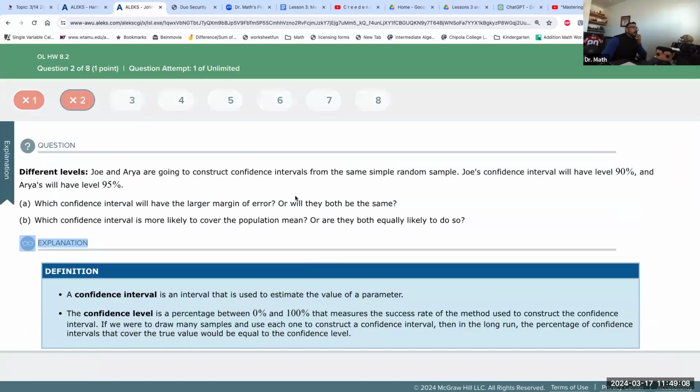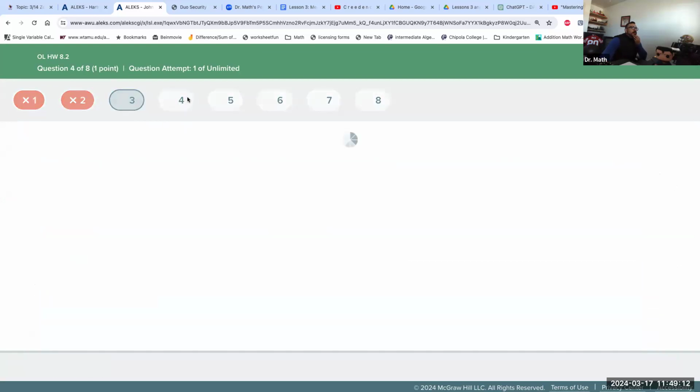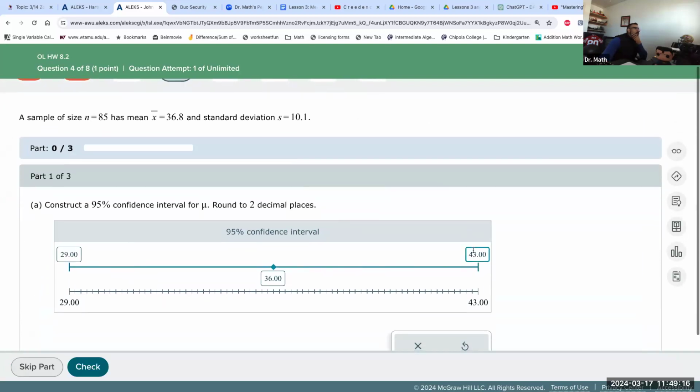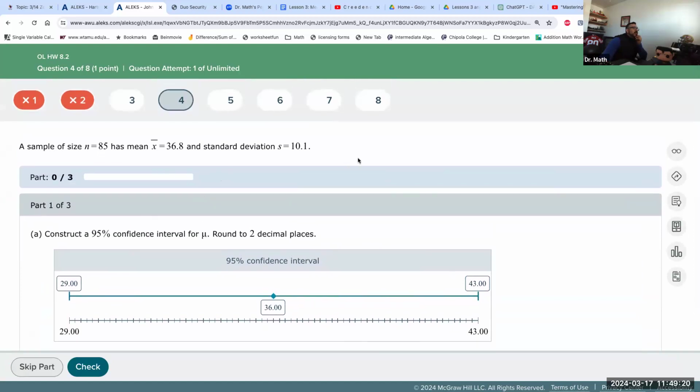Number 3. Same idea for that question. In this case, they want us to construct a 95% confidence interval, and then they give us this information. Now when I go to my programs, which program am I going to use? This is the big hitter. You have to identify what standard deviation they give you. Do they give you a population standard deviation, or a sample standard deviation?